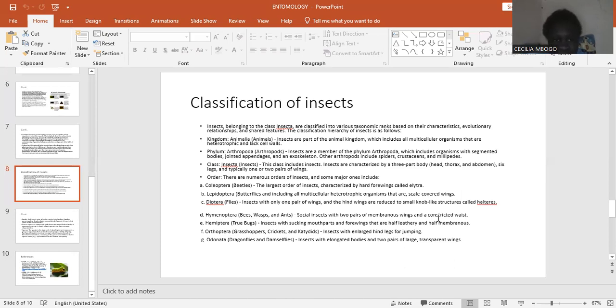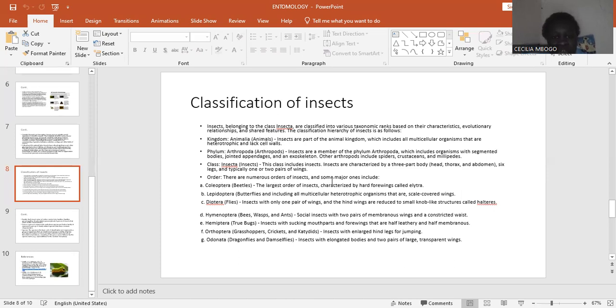The class Insecta. This class includes insects, and they are characterized by a three-part body, that is the head, thorax, and abdomen, and then they also have six legs and typically one or two pairs of wings. Then we go to order.